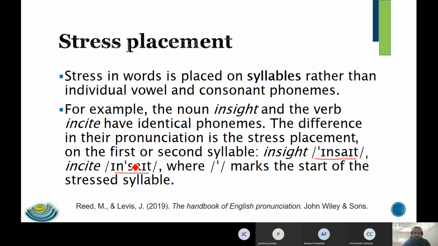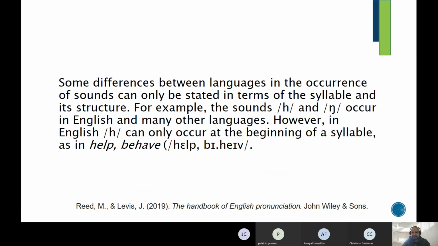The only difference is where the primary stress is placed, right? The primary stress in the first one is placed on the first syllable, and the primary stress, or lexical stress, is placed on the second syllable in the second example read by Cristobal. Thank you, Cristobal. Patricio, can you read the next slide, please?